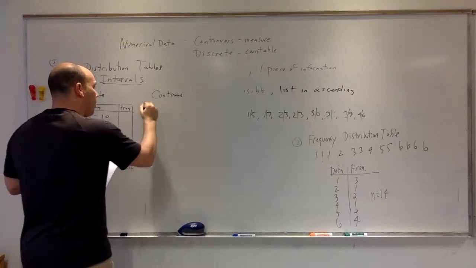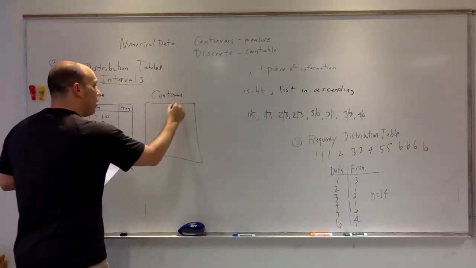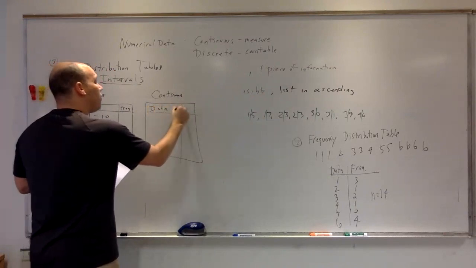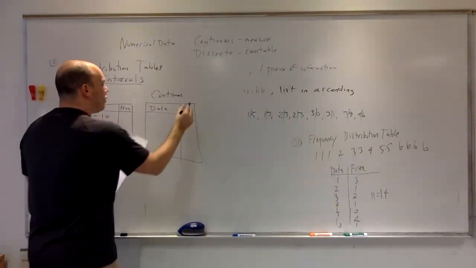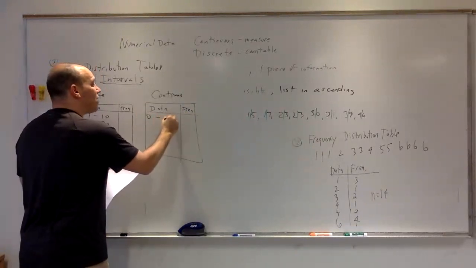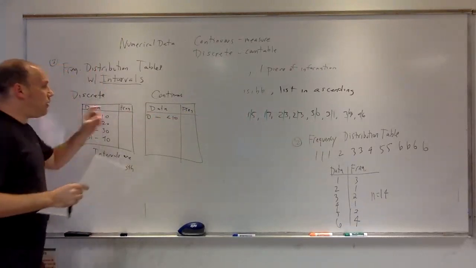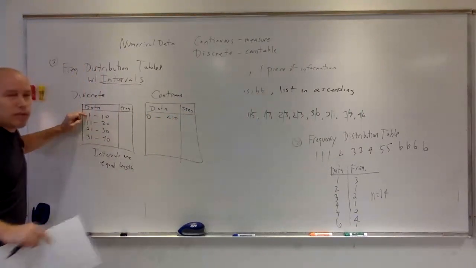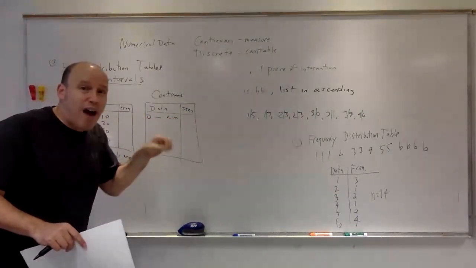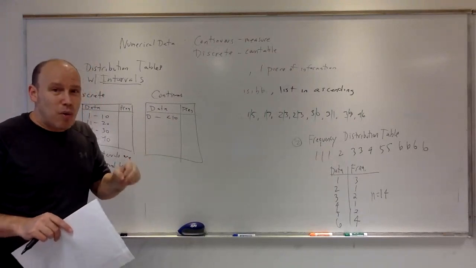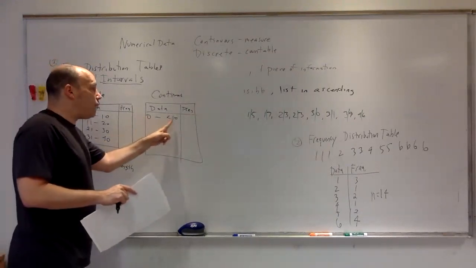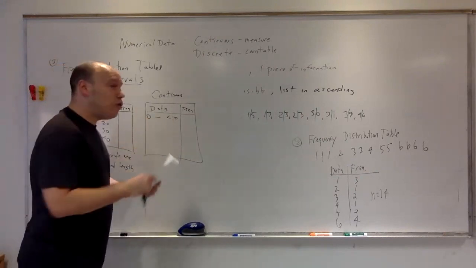The continuous is a little different. Same idea. You have the data, and you have the frequency, but the intervals look a little different. So here, we're going to go 0 to everything less than 10. Now, because you're counting, you can only have 1, but when you're measuring something, you could have like 0.58 centimeters or 0.79. So we want to go to 0 and everything up to, but not including 10.